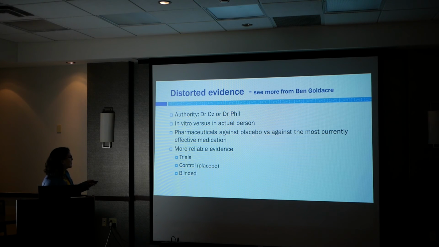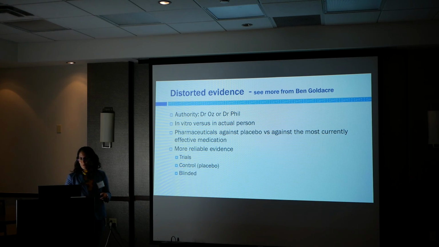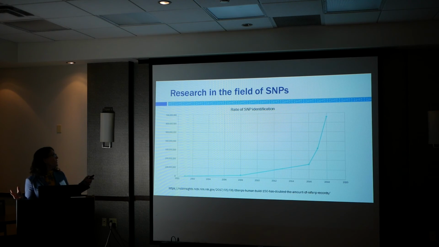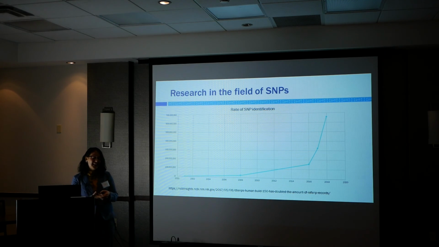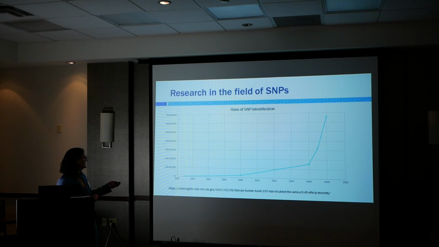Pharmaceuticals against placebo, and then more reliable evidence is going to come from trials that have controls and are blinded. Now we're going to get more into single nucleotide polymorphisms and genetics. What is important here? And this is an amazing field, you guys. We're really cutting edge here because the amount of growth is exponential, as you can see here.